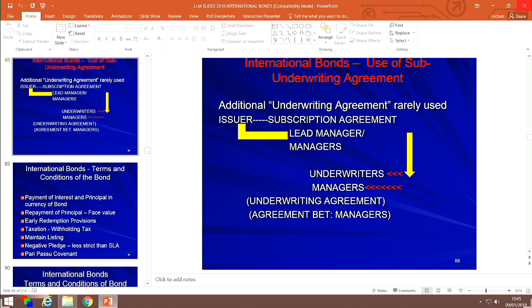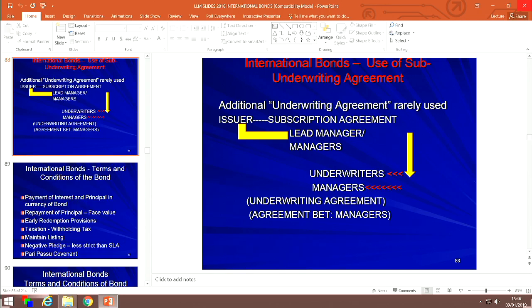That level of bond offering would usually attract not only a subscription agreement and an agreement between managers, but something called a sub-underwriting agreement. Now, what does this additional agreement, when it's used, actually achieve? What it does is that it agrees with another group of banks, independent of the managers in the main bond issue, that they will take up and pay for a percentage of the unsold bonds in the primary issue.